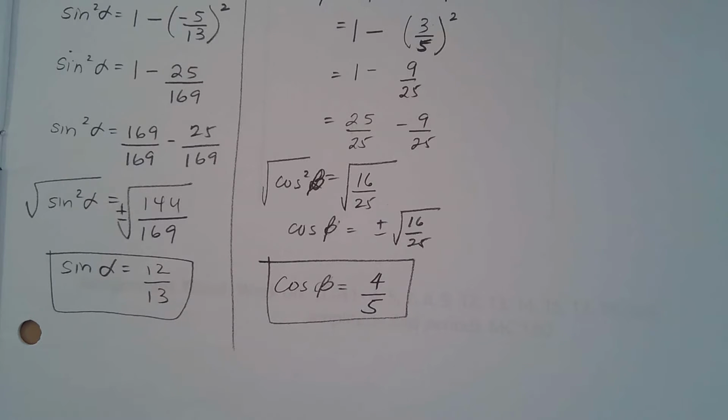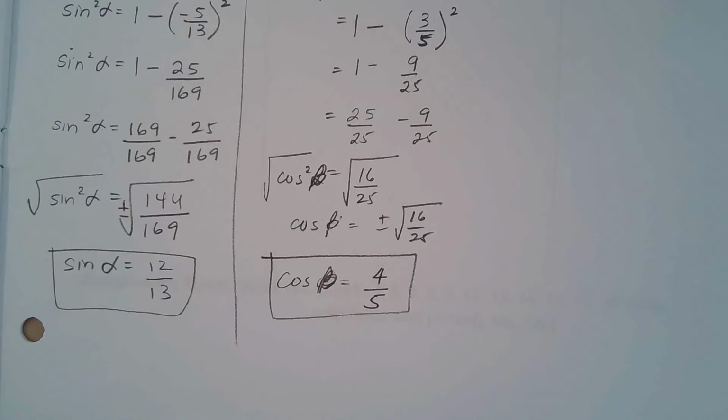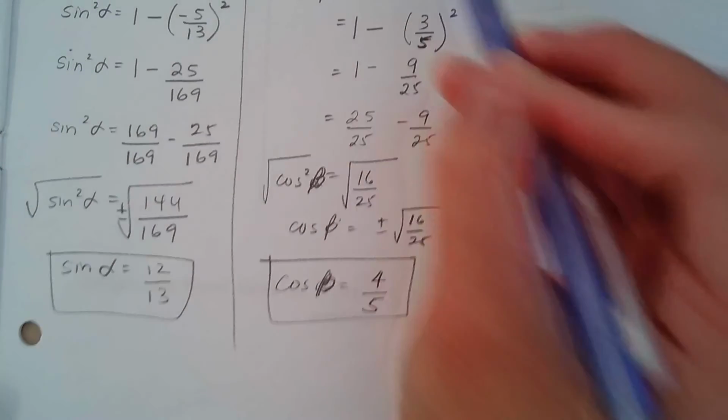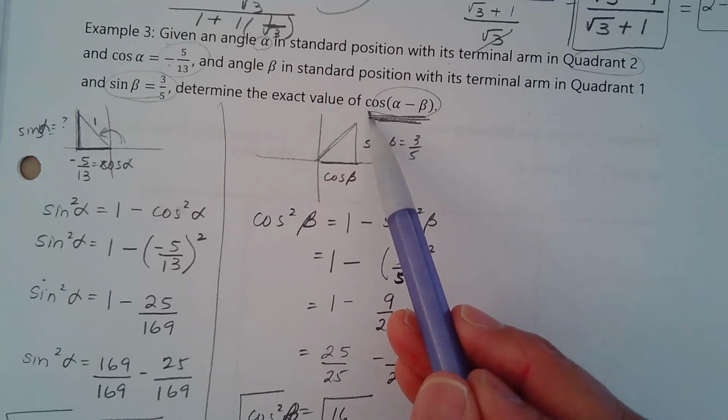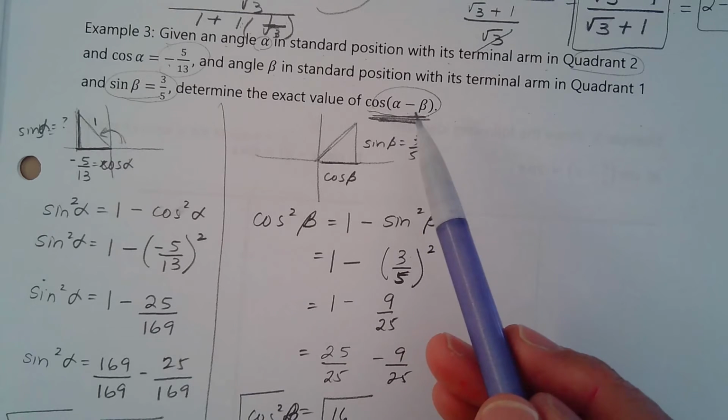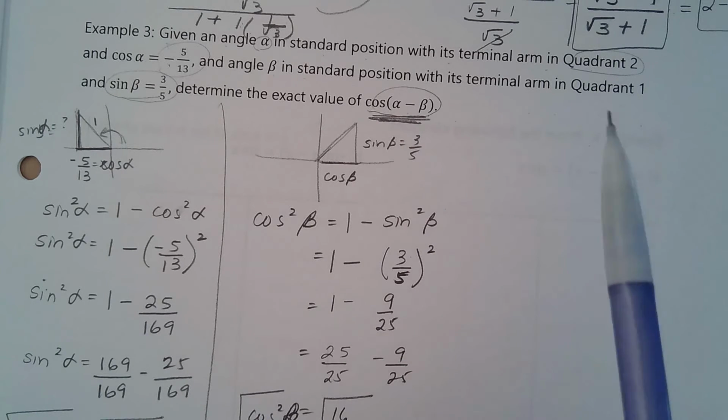Okay, so what can we do next? Cos of alpha minus beta. We have no idea what those angles are, but we do know their components, right?